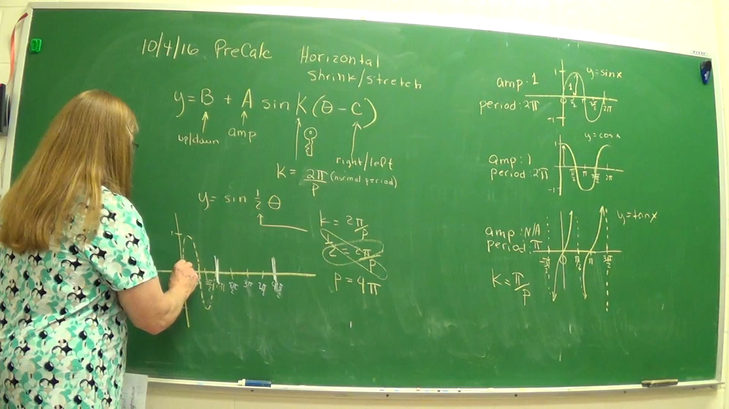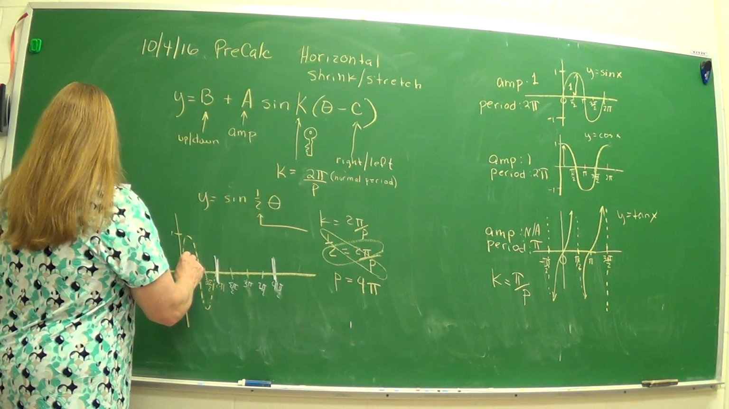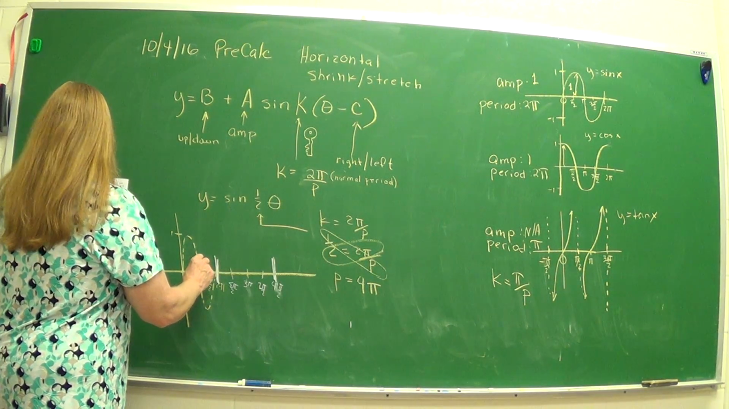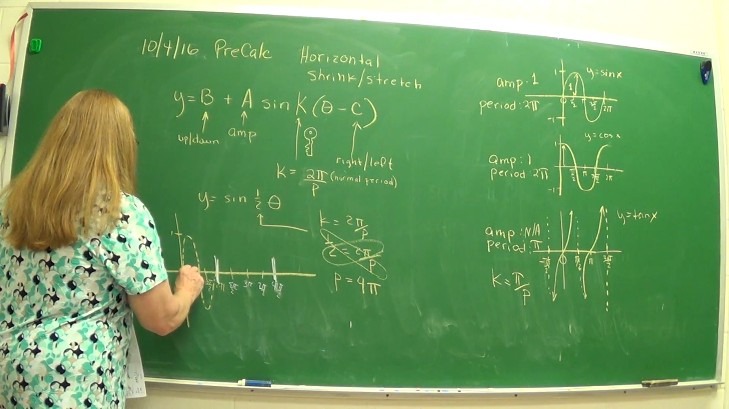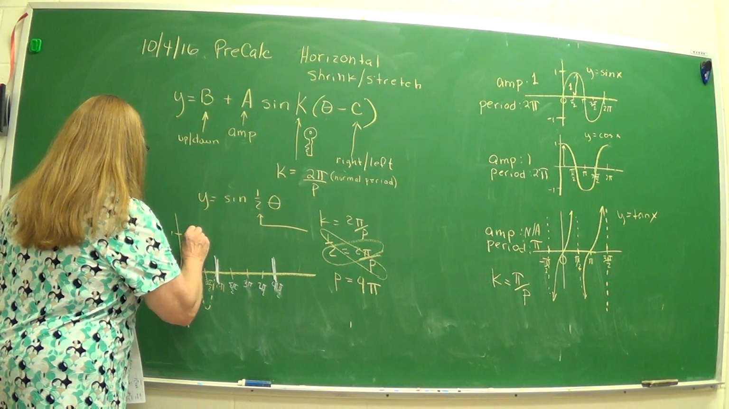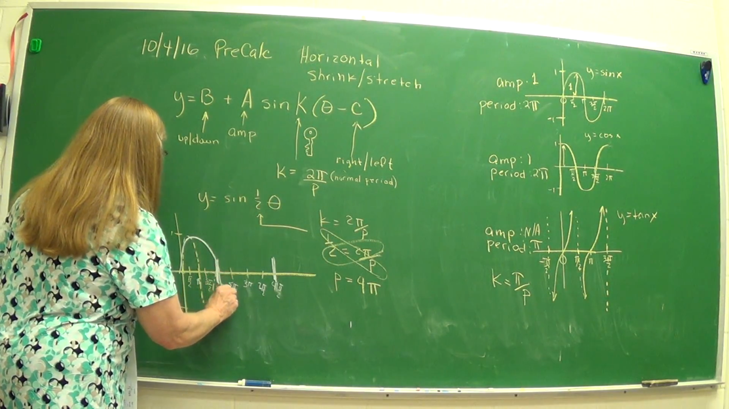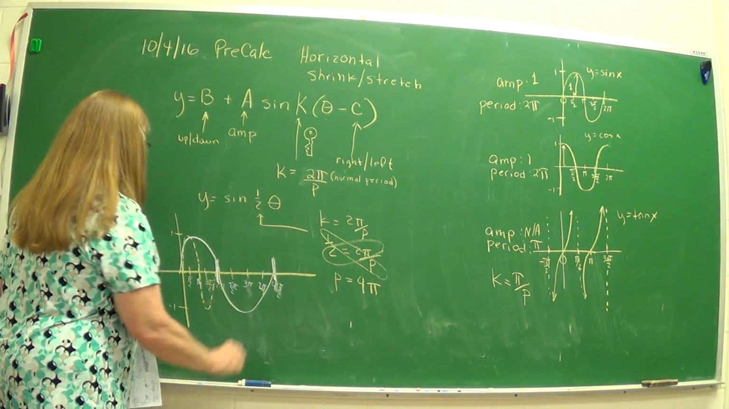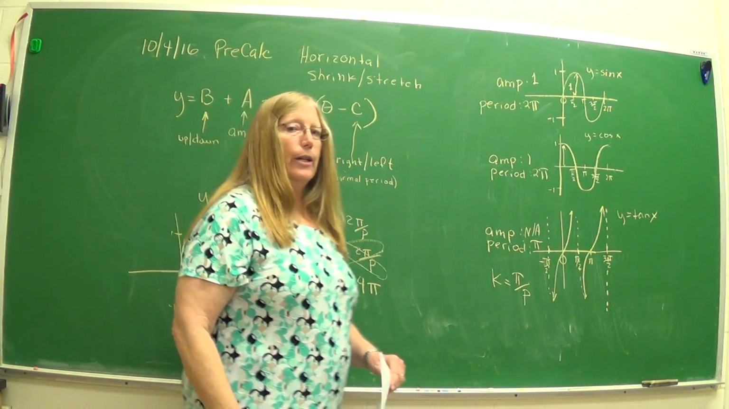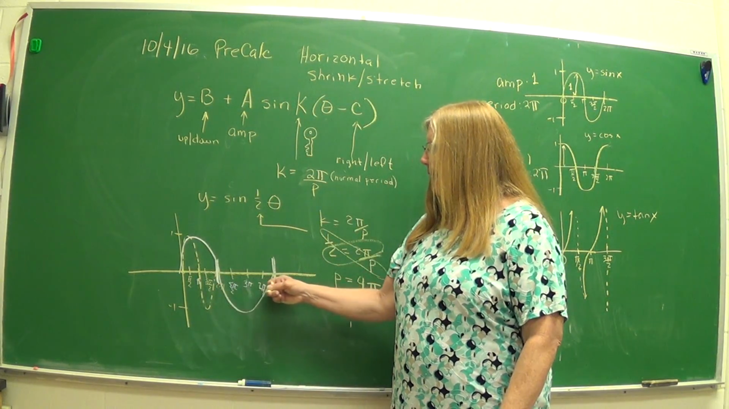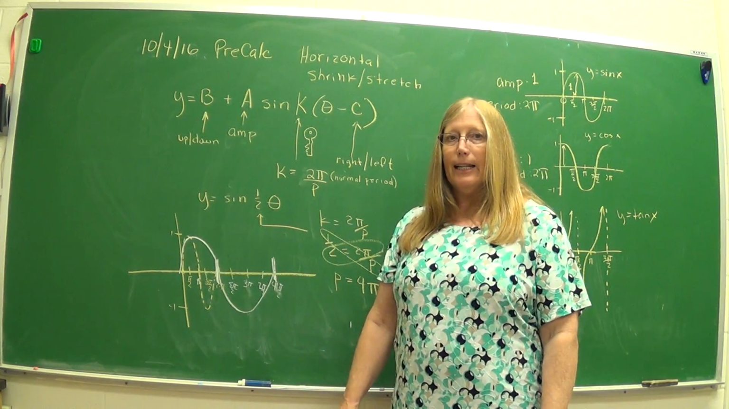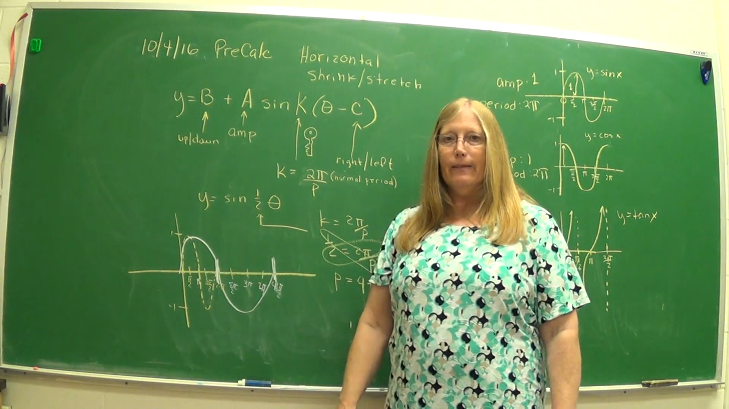So I'm going to start at the origin, and instead of peaking at pi over 2, it's going to take a lot longer to peak and to bottom out. You see, I took that yellow dotted curve and I stretched it from 2 pi to 4 pi. That's what that 1/2 did.